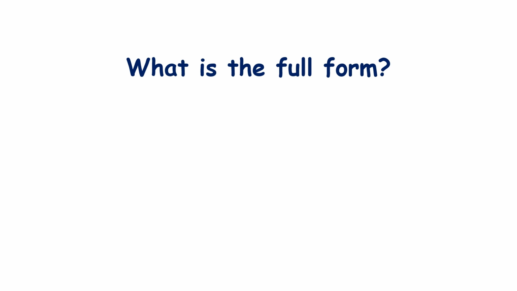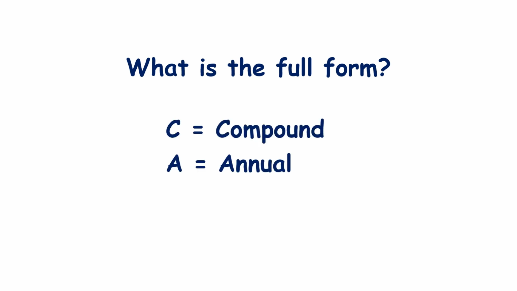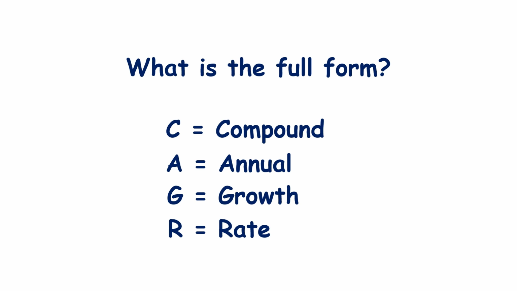Let's start with the full form. CAGR is Compound Annual Growth Rate. As the name suggests, we are trying to find annual growth rate, that is year over year growth rate in a compounded manner. Let's understand with an example.